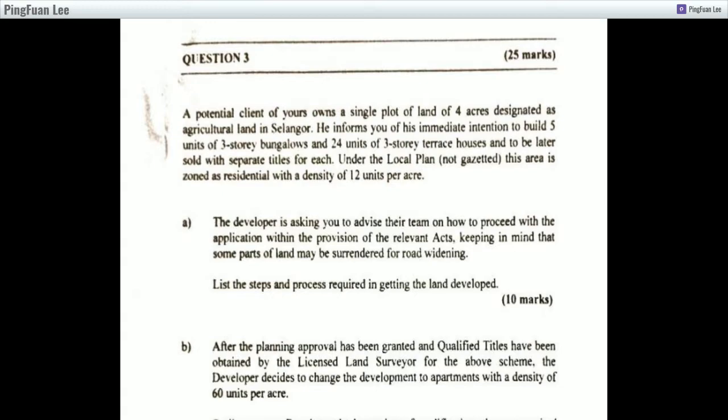Okay. So do you think it's correct to stop at Form B? So getting the land developed, I would probably go up until CCC lah. I don't think you can stop at Form B actually. Develop means it's completed, the way I understand it. Whether you get QT or not QT is a different thing.